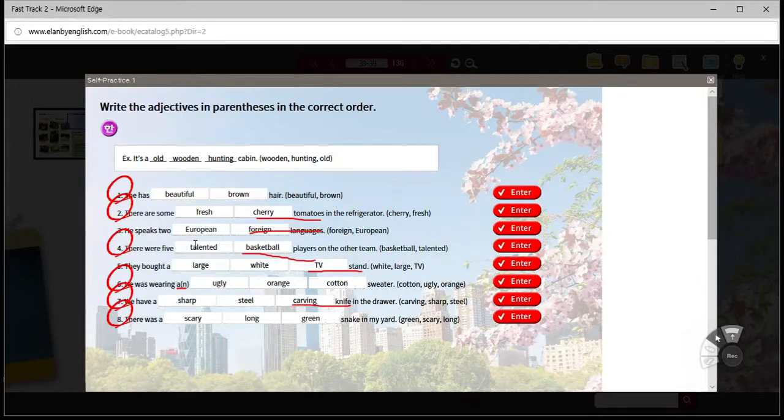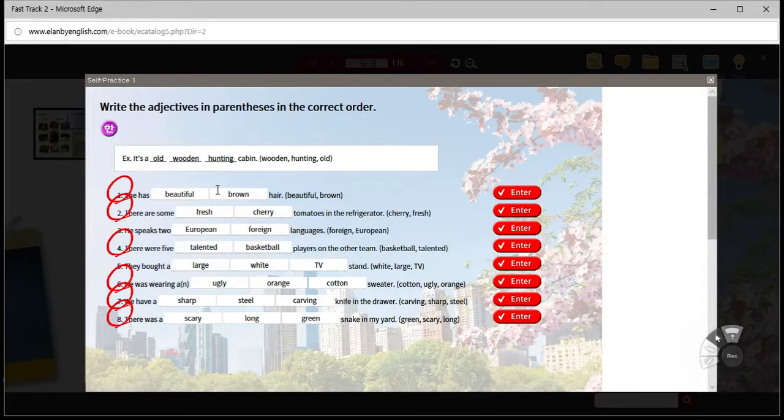Okay, so the ebook is working. I got them right. Number 3, I think, is right, but number 5 is definitely right. They bought a large white TV stand. And again, we know the size comes before color, and color comes before qualifier. So number 5 is correct. Just my ebook is saying something different at the moment. Okay. Good. So that's a good review.